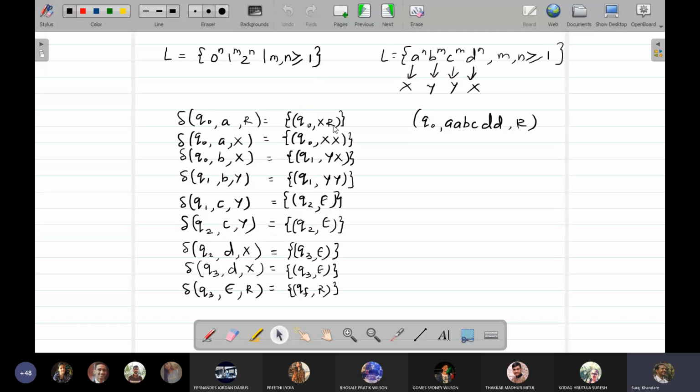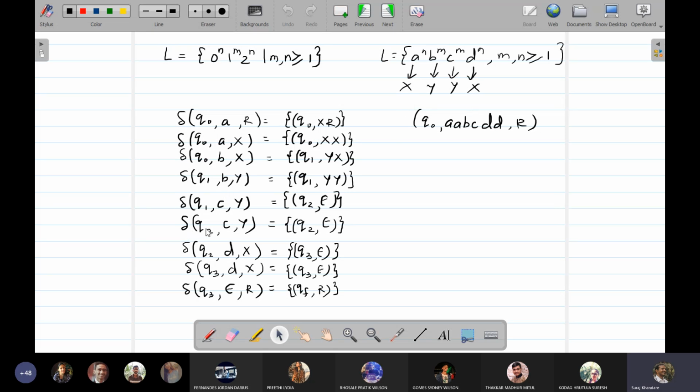Initially stack top is R, in Q0 when we get A, we push X onto the stack and the state remains the same. In Q0 when we get A, stack top is X, we push another X onto the stack. Then in Q0 when we get B, stack top is X, we push Y onto the stack and change the state to Q1. In Q1 when we get B, stack top is Y, we stay in the same state Q1 and push Y onto the stack because we have decided that logic here.